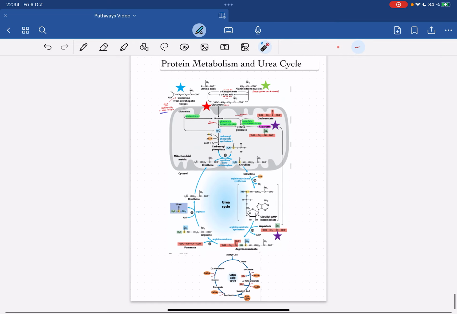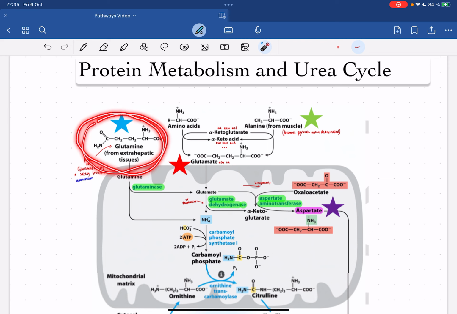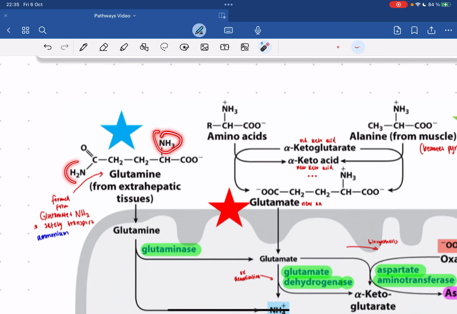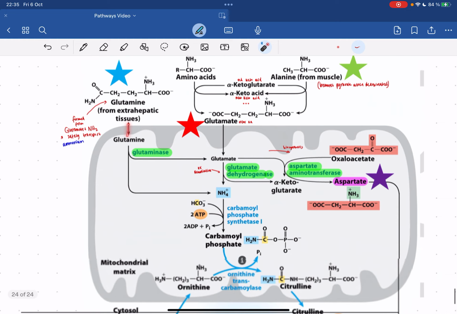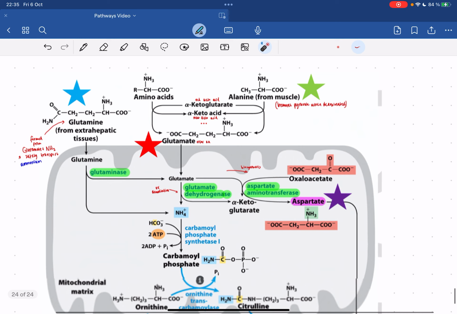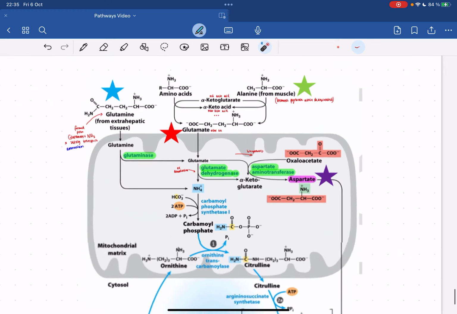Now, this is an overall scheme of how it looks like. So you can see here, glutamine comes from extrahepatic tissues. It pretty much helps with transporting these ammonia or amine groups very, very safely. It goes into the liver cells. This is where the ammonia is pretty much regulated, almost like a very, very safe hospital, you would say.